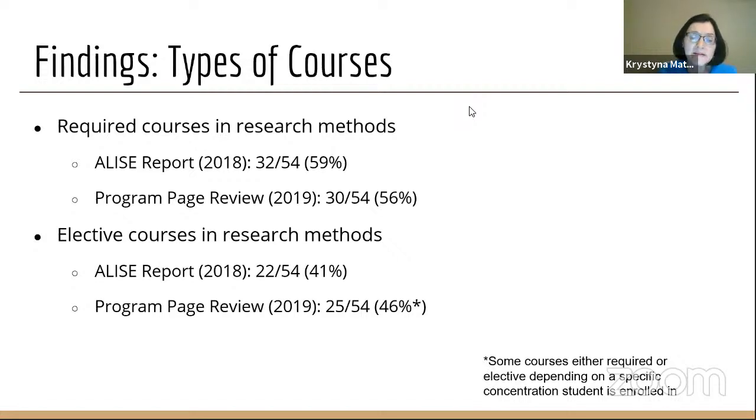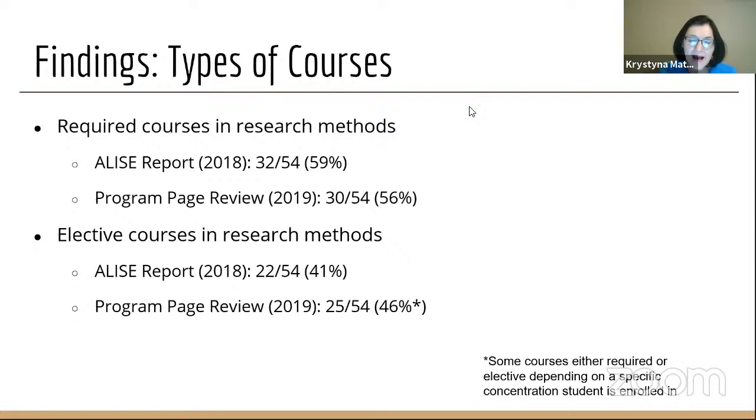The content analysis of the LIS program websites indicated that 50 of the 52 programs that we reviewed offer at least one research method course in the curriculum. And the findings from that analysis were confirmed by the 2018 ALISE report, where 59% of the programs required master students to take a research method course. So the data from the website analysis and from the ALISE report were pretty close.